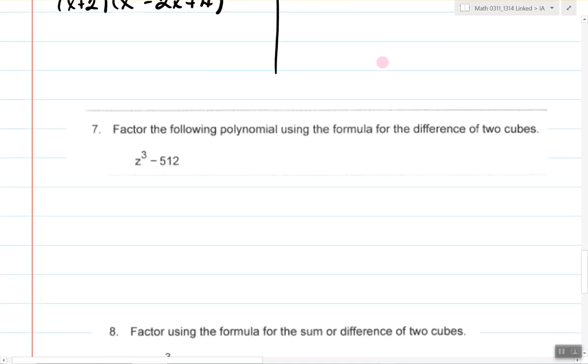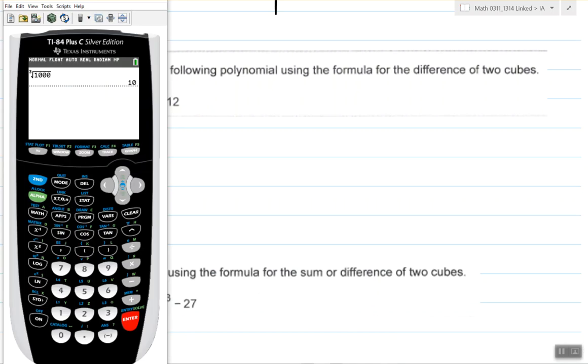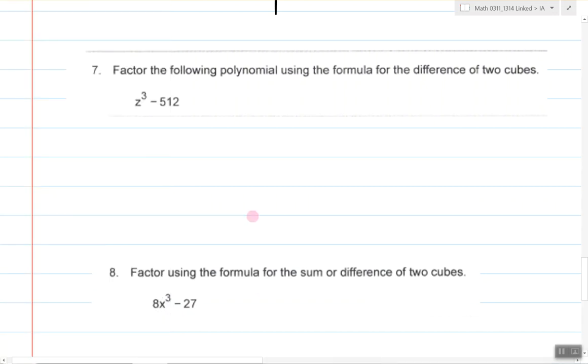All right, let's look. We will not do 2 problems for each one of these. I see it is no GCF. I see a z cubed, so I think it might be cubes, but I've got 512. I'm not sure. So I go here, I do math. Choice number 4, I put in 512, enter, 8. So it is a perfect cube.